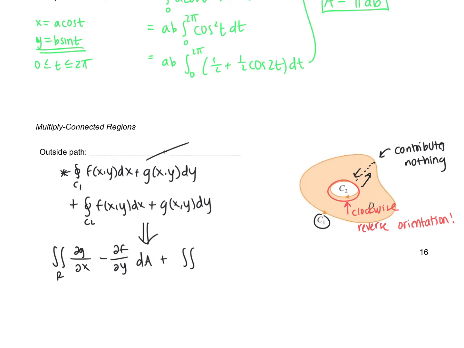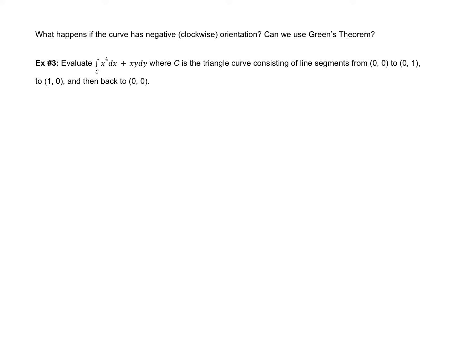But then for that inner piece, so that second integral right here where we need to reverse the orientation, it's going to be the partial of f with respect to y, subtract the partial of g with respect to x dA. And so because we reversed the order, we applied a negative, that we would now be going counterclockwise instead of clockwise. Okay, so this leads us to the question of what happens if a curve has a negative orientation. So that's going to be our last example.